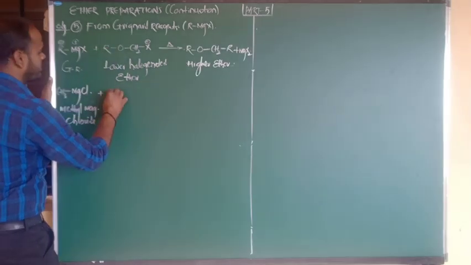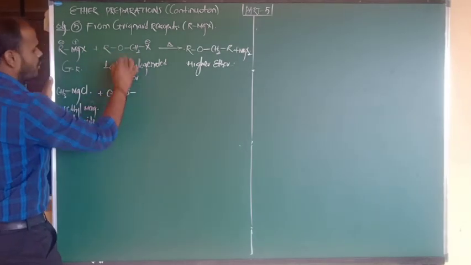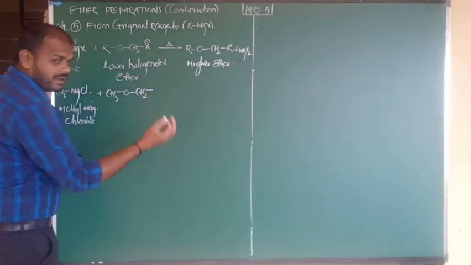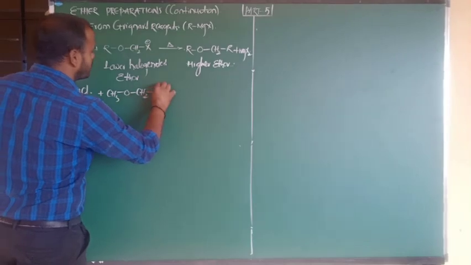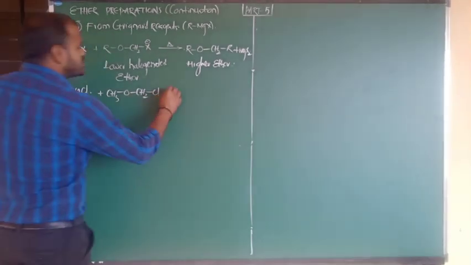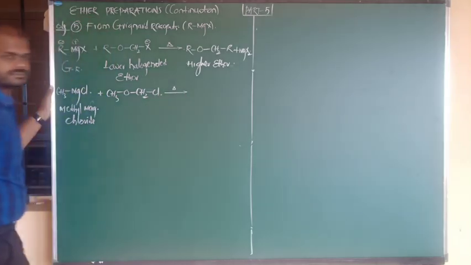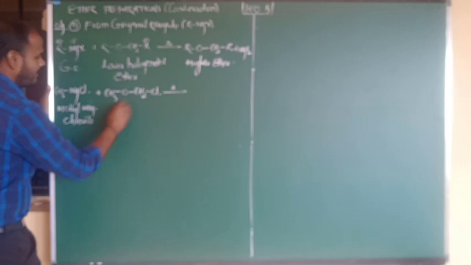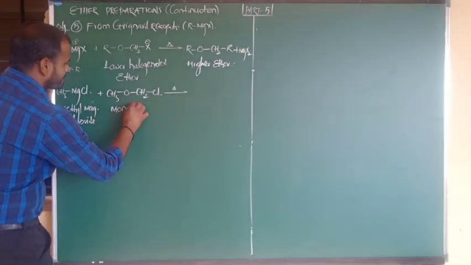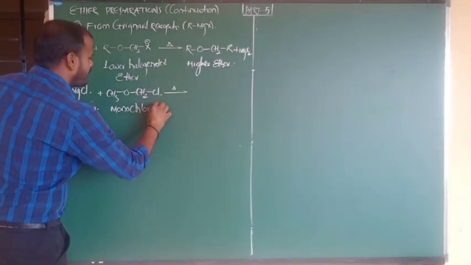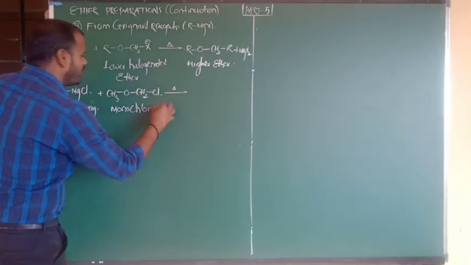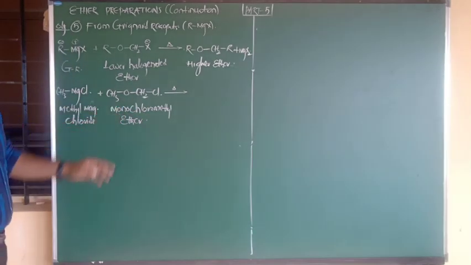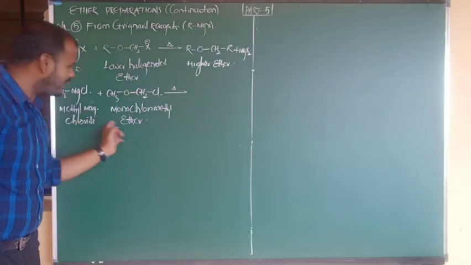CH3MgCl, methyl magnesium chloride, upon reaction with lower halogenated ether. Here also I want to write CH3. CH3 bonded to O, and O bonded to what, beta? CH2, and it is connected to X, nothing but halogen. Suppose the halogen is Cl. So upon heating, same thing. What is the name of this compound? Monochloromethyl ether. And the entire functional group in this compound is nothing but what, beta? Ether.